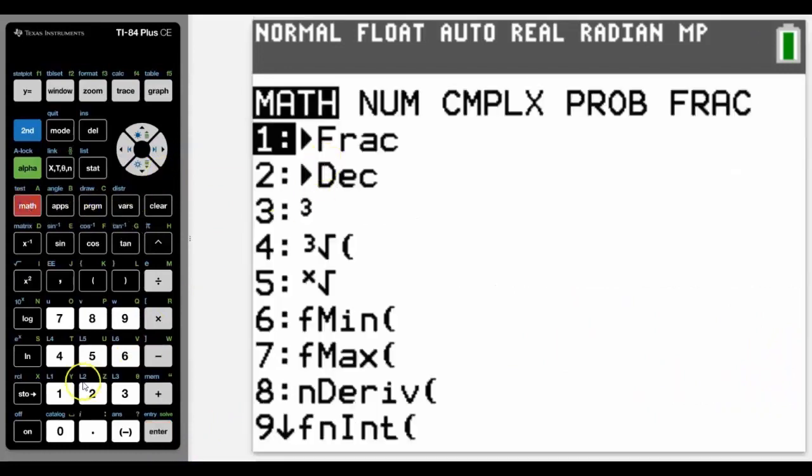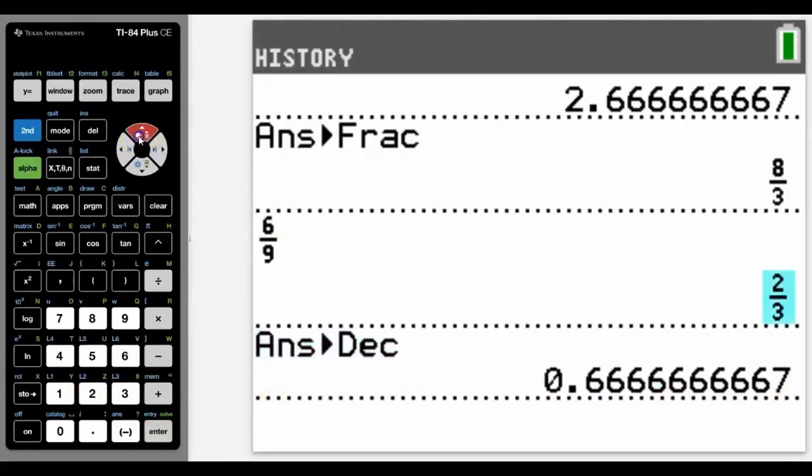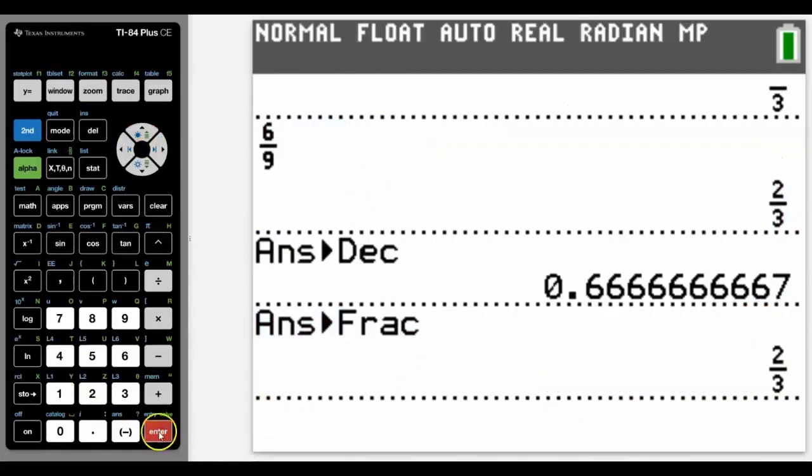Again, we could convert that to a decimal this time if we wanted to, and then we could keep converting back. I can actually arrow up and copy the previous one that I did here, and it will convert it back to a fraction for me.